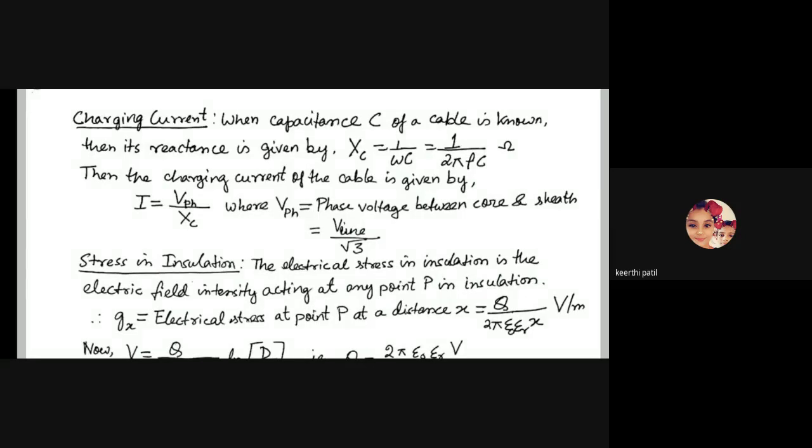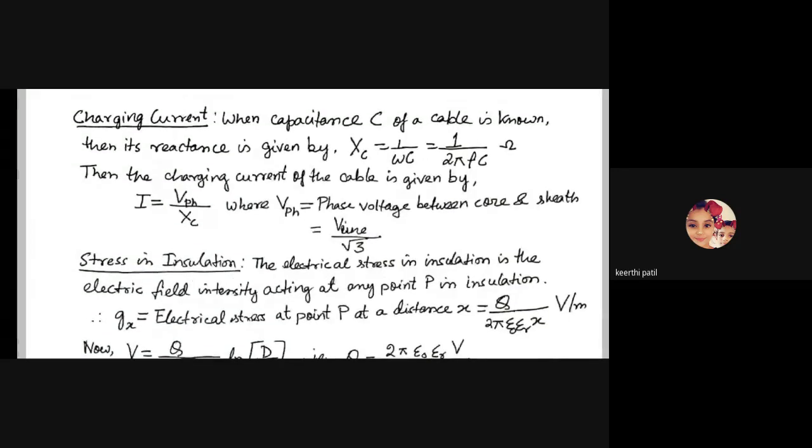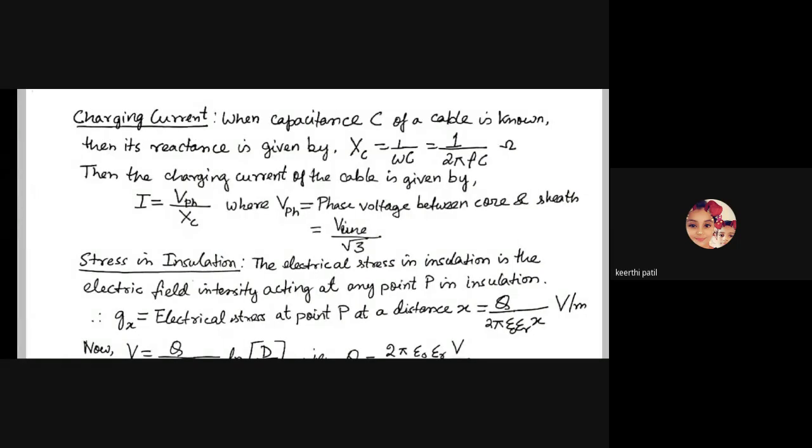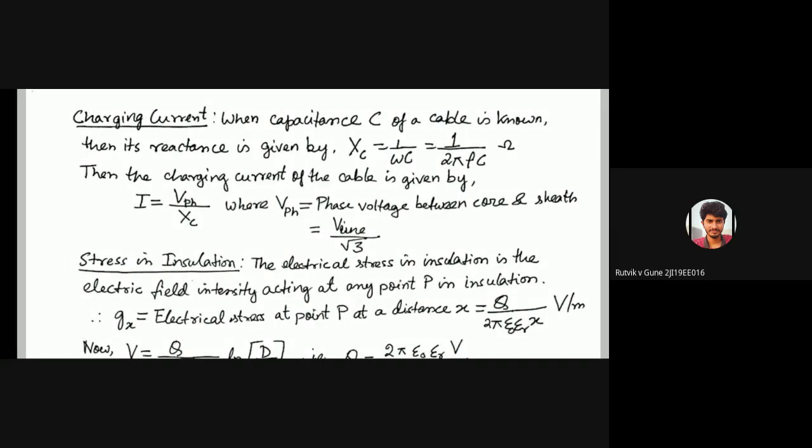Now, this charging current is... when the capacitance C of a cable is known, then its reactance is given by XC, that is 1 by omega C, obviously. If capacitance is there, there will be capacitive reactance. So this is the capacitive reactance XC. Now XC is equal to 1 by omega C, and we can write omega C as 2 pi FC because omega is equal to 2 pi F. So 1 by omega C equals 1 by 2 pi FC. So this is capacitive reactance.